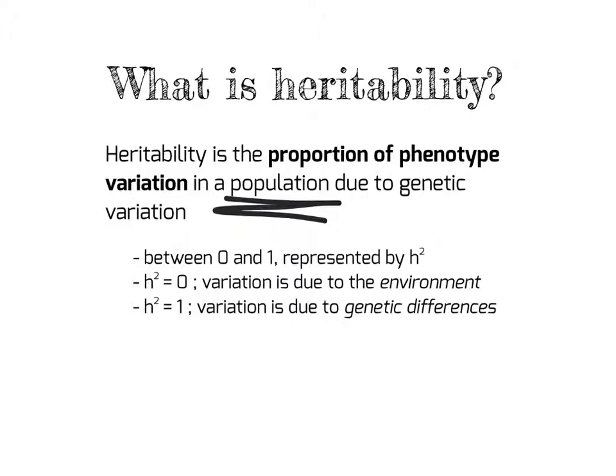So back to heritability. Heritability is used often as a statistic. It's represented by h squared, and it's somewhere in between 0 and 1. When h squared equals 0, the variation within that population is due to the environment, and if h squared equals 1, the variation within that population is merely due to genetic differences. It's very rarely one or the other. That's why it usually falls somewhere in the middle. I know this is kind of confusing, so why don't we walk through a quick example.